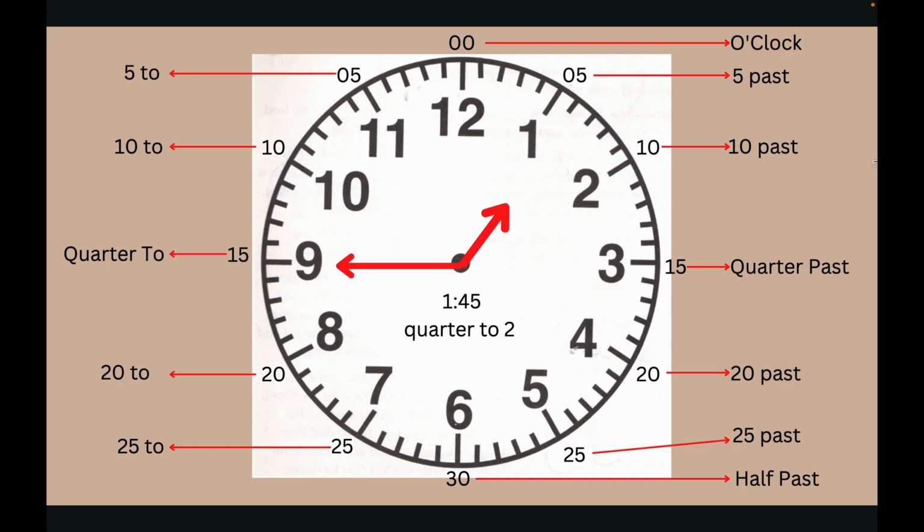So let's have a look at one more. So here again, it's 1:45, but in the UK, we would say it's quarter to 2. So meaning you've got 15, so when we split it into 4, it's quarter. So it means 15 minutes until we reach 2 p.m.